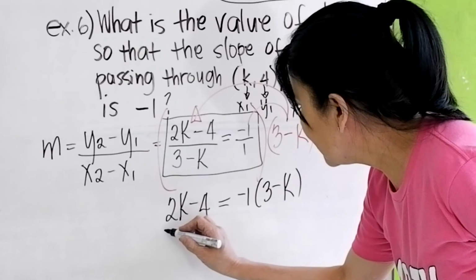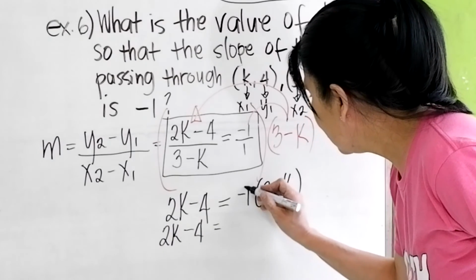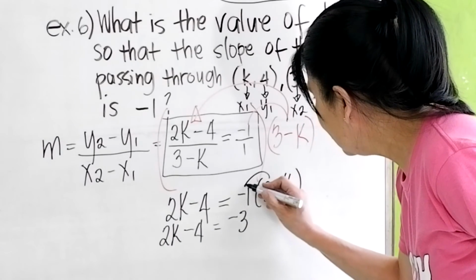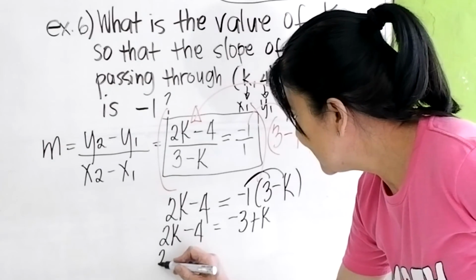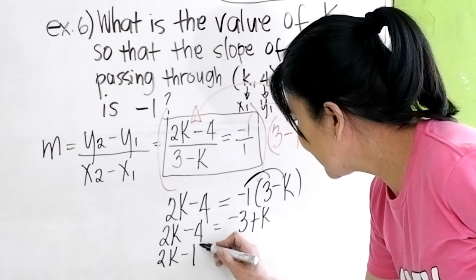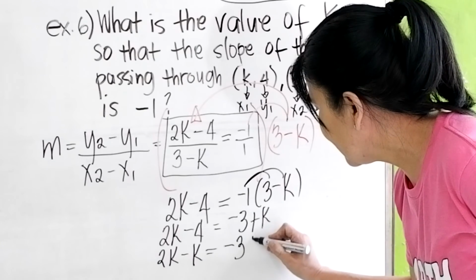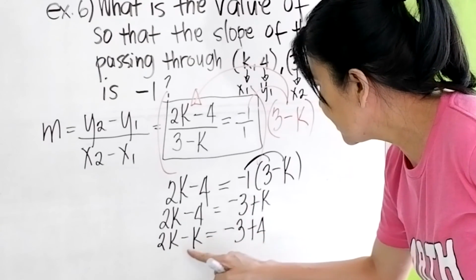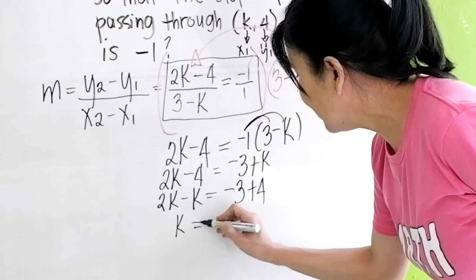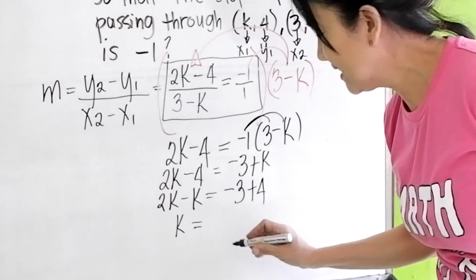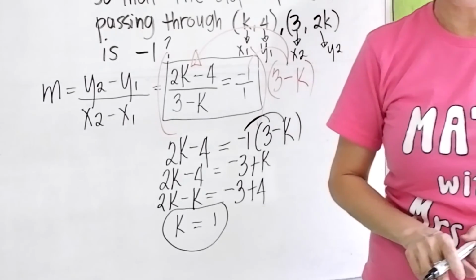So now let's simplify. So this is 2k minus 4 equals negative 3 plus k. Combine the k's. So 2k minus k, this one, transpose it to the other side, equals negative 3 plus 4. I transpose k there, I transpose 4 here. 2k minus k is k equals negative 3 plus 4 is positive 1. There we are. So k is equal to positive 1.